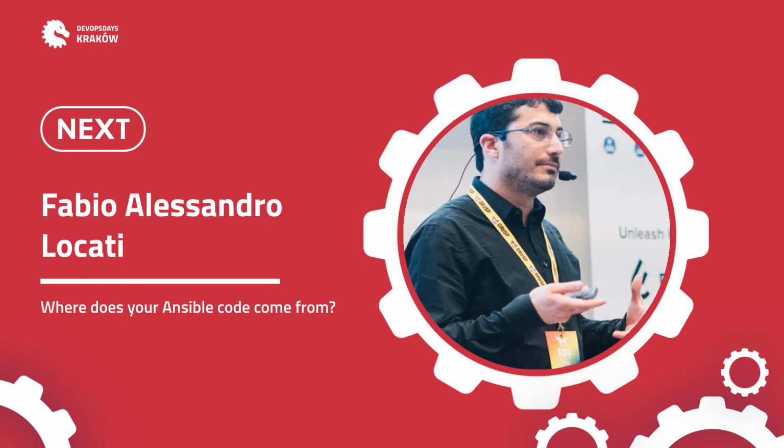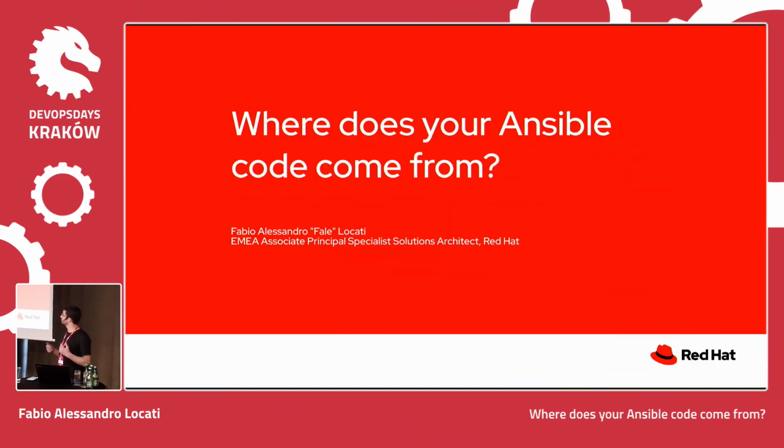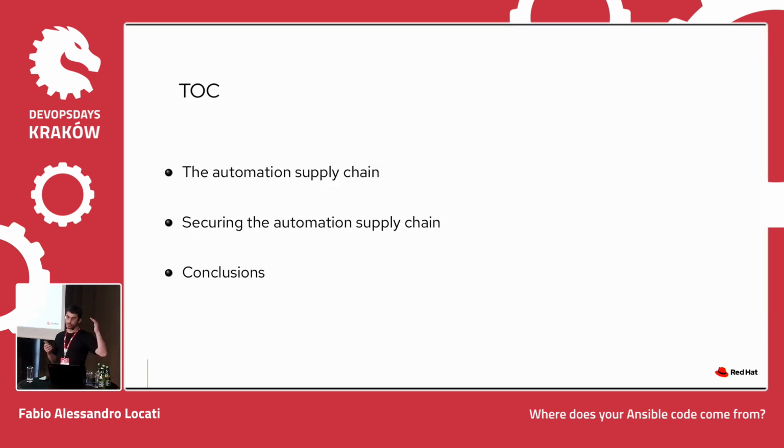So today we'll be talking about where does your Ansible code come from. So basically, we are going to talk about supply chain security. First of all, we will introduce the concept of an automation supply chain and why it's important to care about it and its security. The second point that we'll be talking about will be about how to actually secure your supply chain, which tools can help you to do this, and then some conclusions that we'll wrap up with.